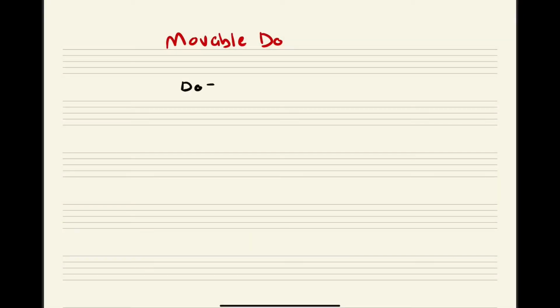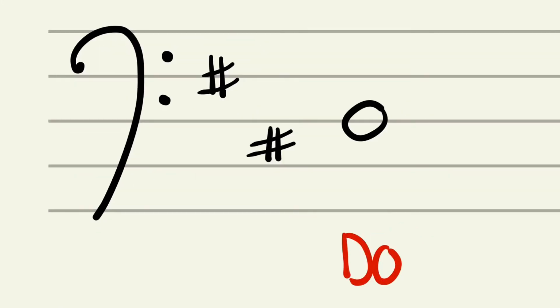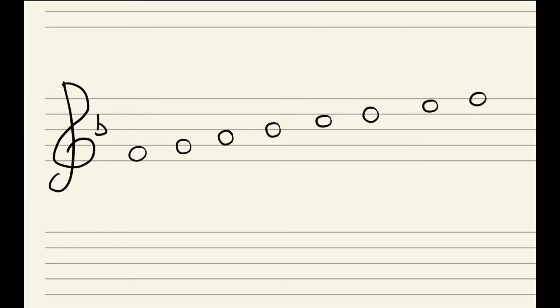Now let's talk about movable do. When it comes to movable do, do will always be tonic. So if you change the key, do changes with it. Here's an example. We are once again in the key of F major, and F is still tonic. Since do in this case is always tonic, F is do.